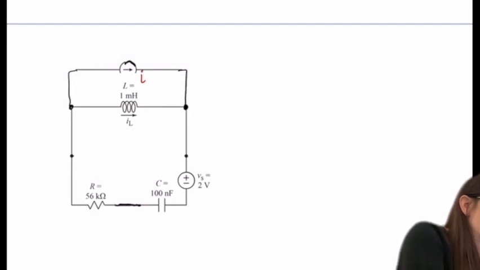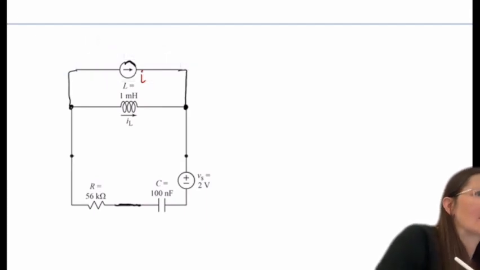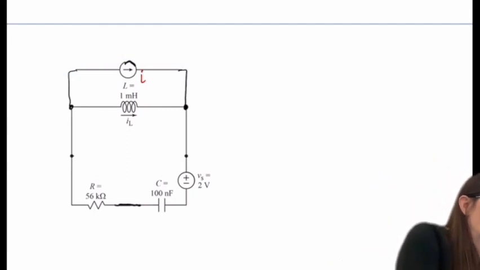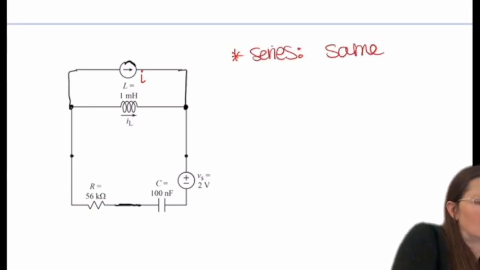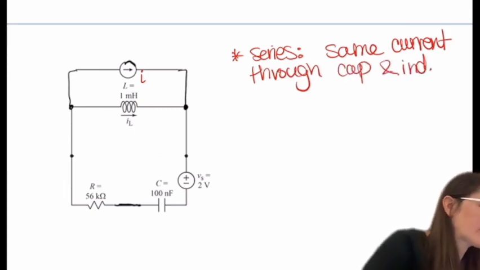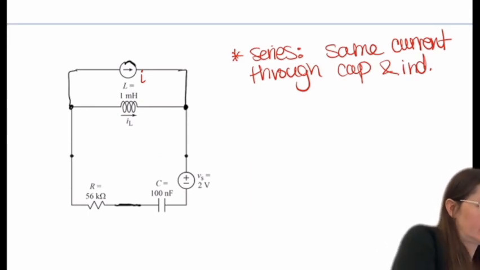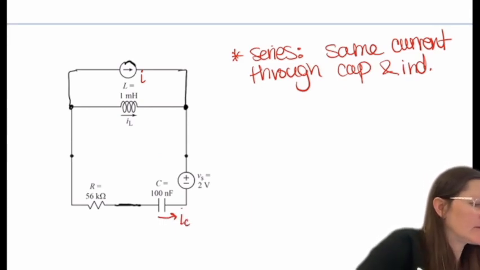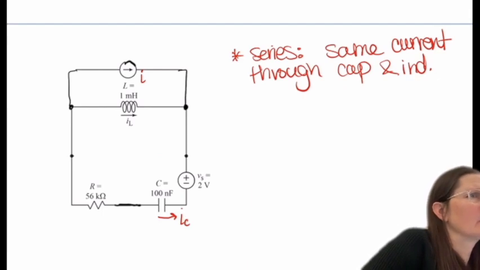So the reasoning is, for series, it has to be the same current going through the capacitor and the inductor. So that's what you are really looking for. For series, same current through cap and inductor. So that's not the case here, right? Because the current going through here is going to split, so IL plus this current, IC, is the I current. So it's not series.